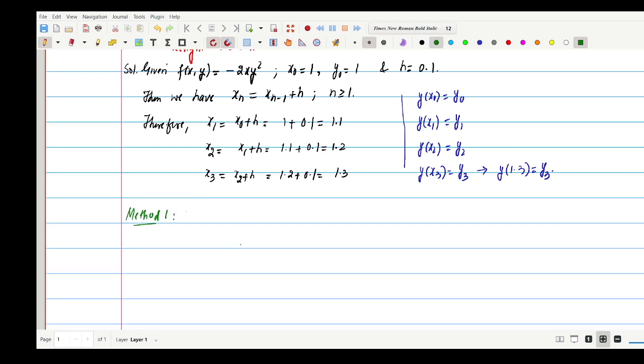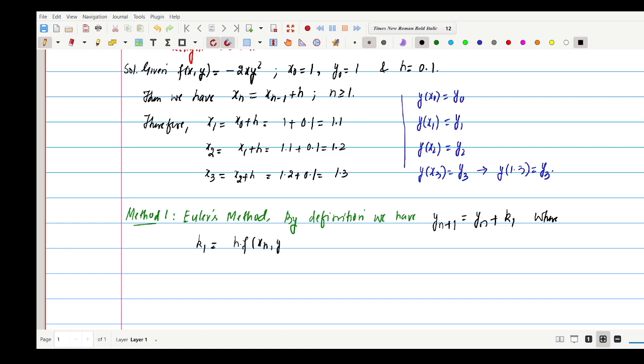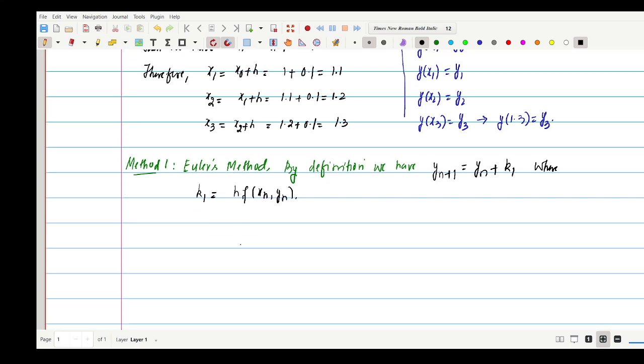Method 1, which we call Euler's method. By definition we have yn plus 1 is equal to yn plus k1, where this k1 is defined as h f of xn yn. So now let's compute the iterations one by one. Therefore for y1, we put n equal to 0 here. We will get y1 equal to y0 plus k1. Now y0 is equal to 1, so this is equal to 1 plus k1. But now we will evaluate what our k1 is.